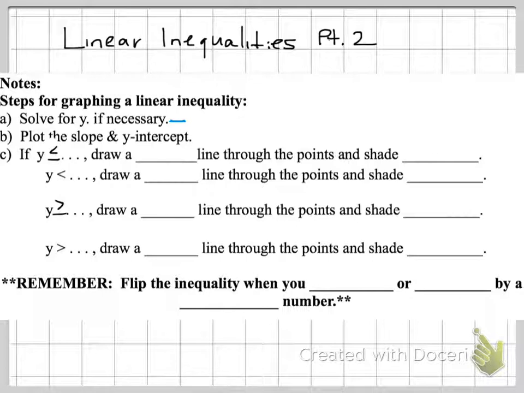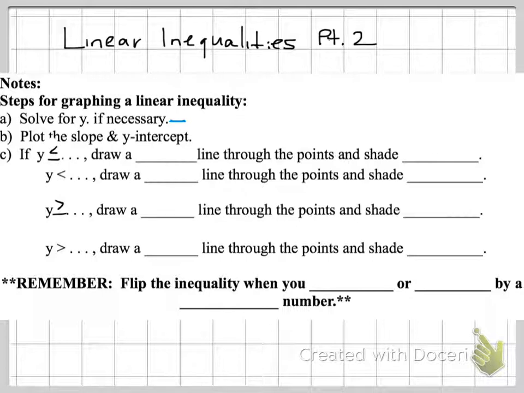Yesterday I showed you in a video how to graph using intercepts. You can do that except if the y is negative. If the y is negative, you don't want to do the intercepts because it's going to end up flipping the sign. I don't want to complicate you. Just solve for y, and that'll make it easier for you.